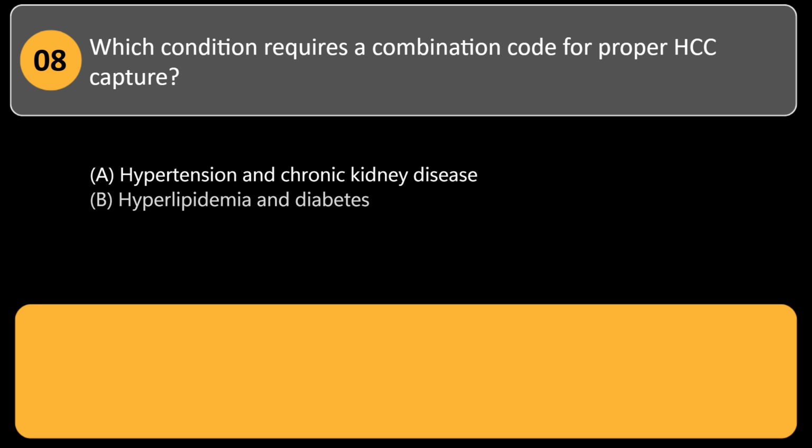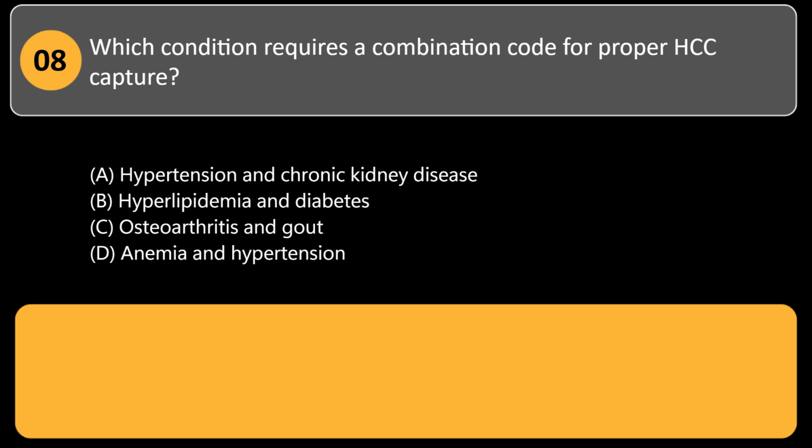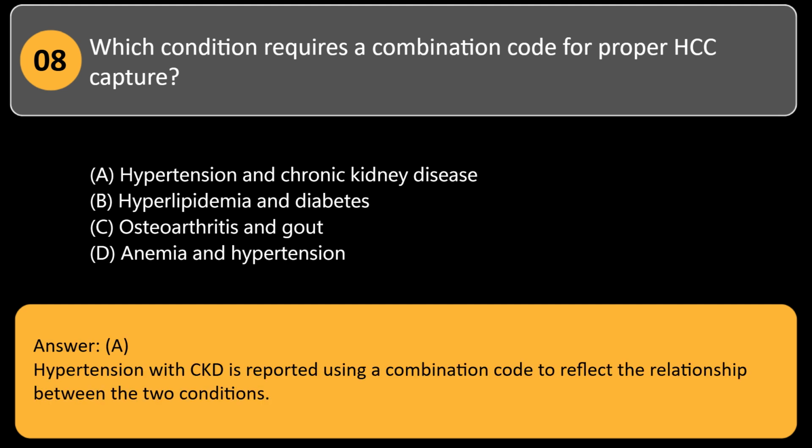Which condition requires a combination code for proper HCC capture? A. Hypertension and chronic kidney disease. B. Hyperlipidemia and diabetes. C. Osteoarthritis and gout. D. Anemia and hypertension. Answer A. Hypertension with CKD is reported using a combination code to reflect the relationship between the two conditions.